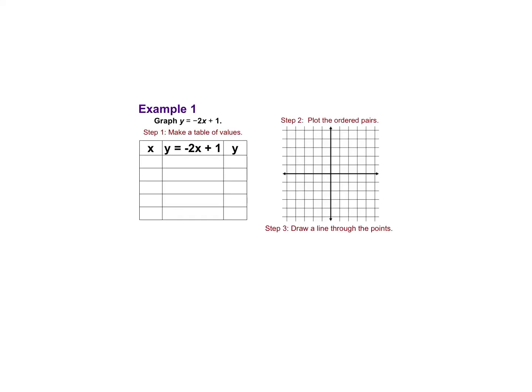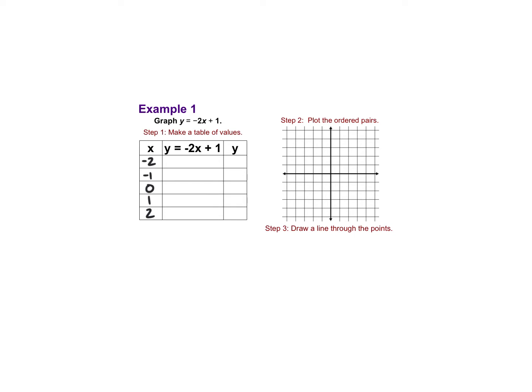So our first example here, we have the graph of y is equal to negative 2x plus 1, and we want to make a table of values so that we can plot the ordered pairs and draw the line through them. You will be given your x values that you plug in. So for this problem, we are going to use negative 2, negative 1, 0, 1, and 2. So go ahead and fill those in.